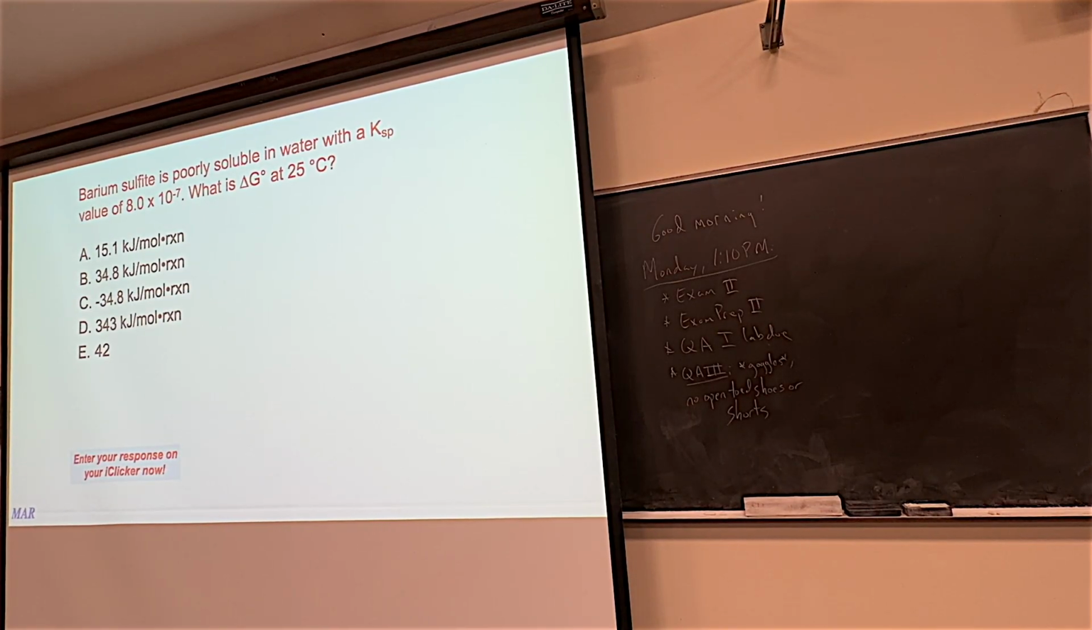You can relate all equilibrium constants, KFs, KAs, KBs, etc., to delta G. So here we have a KSP value, and we'd like to know what the delta G value is. Now notice here that the units of the answers, the legitimate answers anyway, are all in kilojoules. So keep that in mind while you go through your problems. See if you can figure out what the answer is going to be.